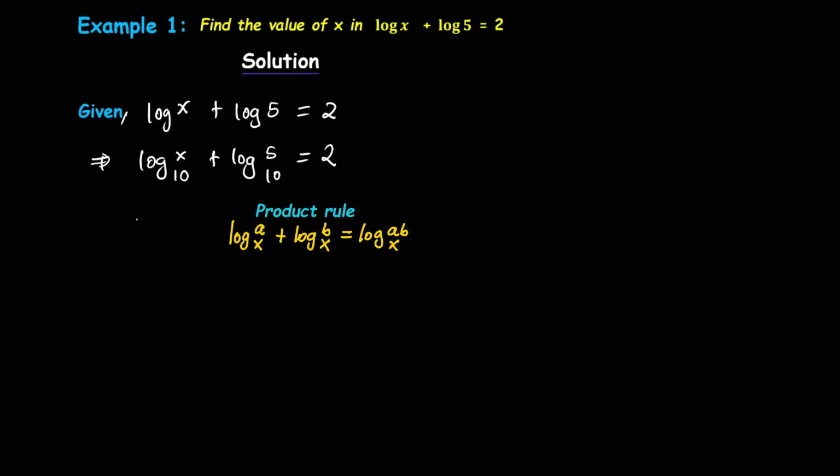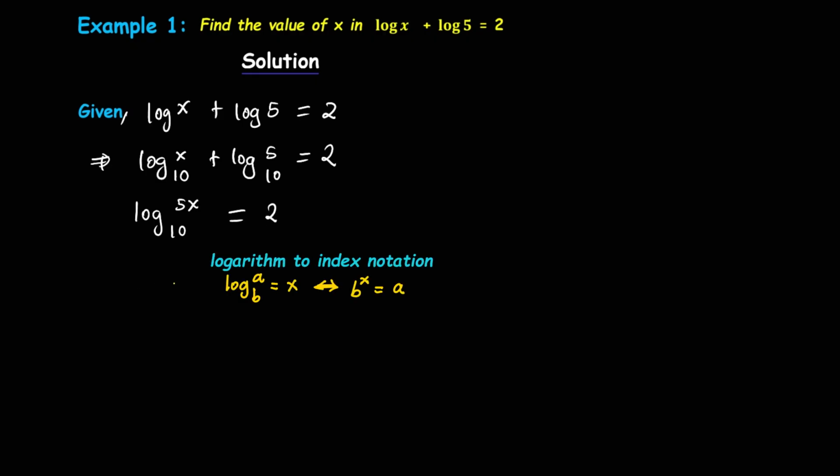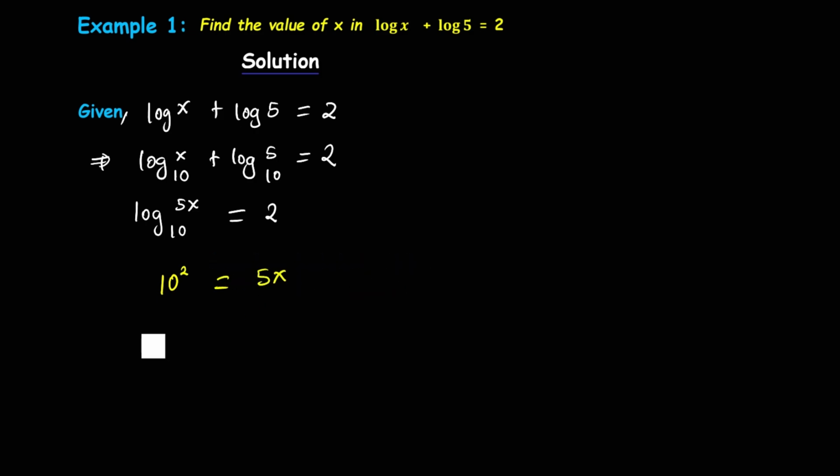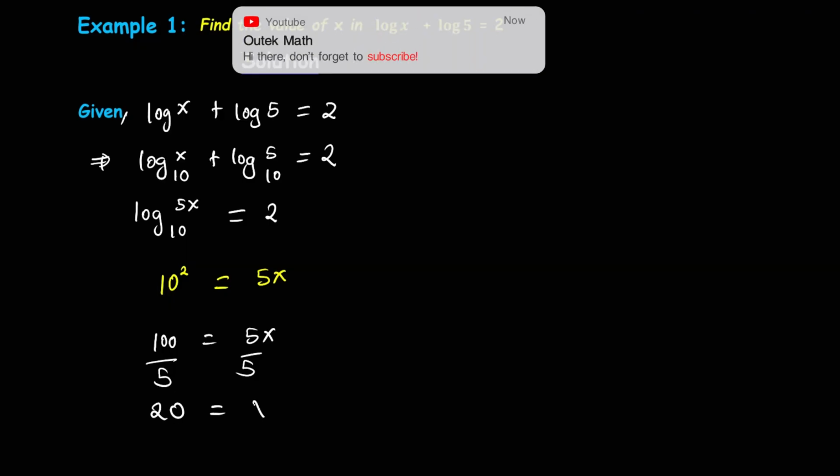And from the product rule, we will have log of x times 5, which is the same as log of 5x. So we will have log of 5x to base 10 equals 2. And from logarithm to index notation, we will have 10 squared equals 5x. But 10 squared is the same as 100. We will have 100 equals 5x. Dividing 5 on either side, we will have 5 divided by 5. We'll have 20 equals x.